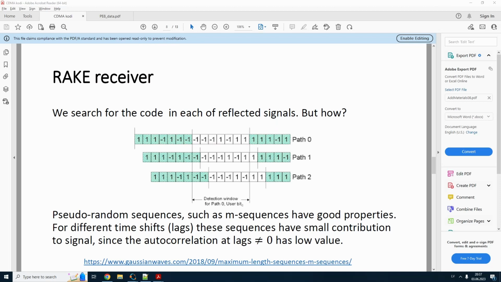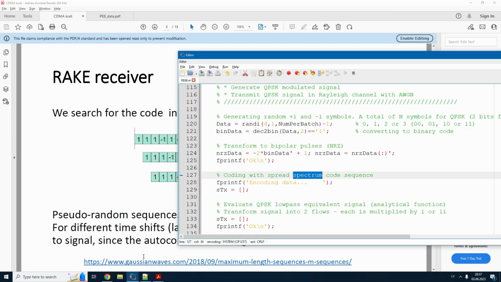So what we need to do is to actually apply the Kronecker multiplication between our data and sequence. So let's do this. That is a kron of NRZ data and mSequence. So this will take each data symbol, multiply it with this sequence, and replace one symbol with the entire sequence, multiplied by this symbol. So this way we actually achieve the spread spectrum effect.